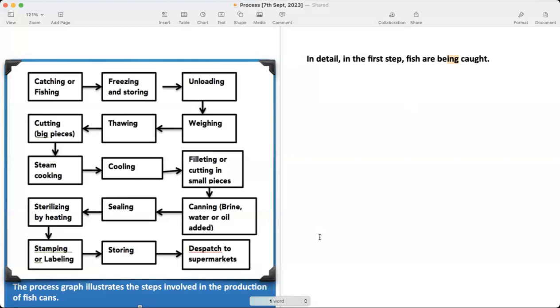Are the fish being caught right now? No. The fish are caught, generally. Fish are caught. That's it. The object plus the verb's third form. No "being". Is it clear? Yes, sir.